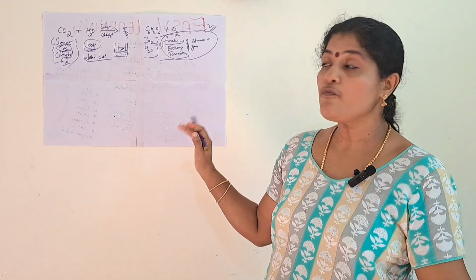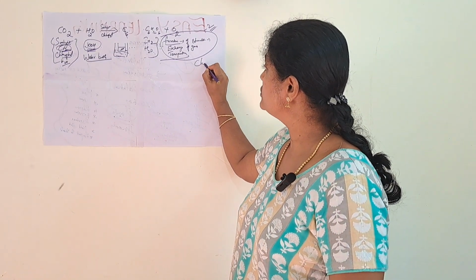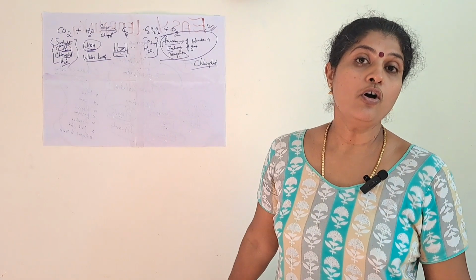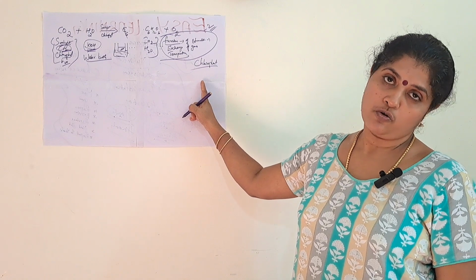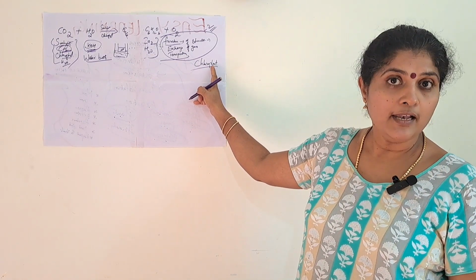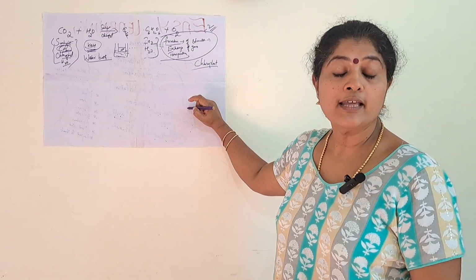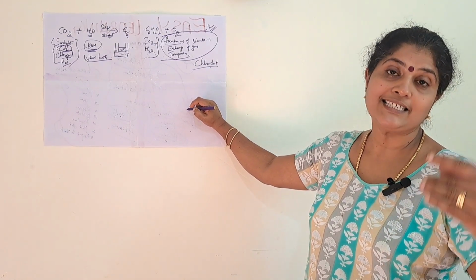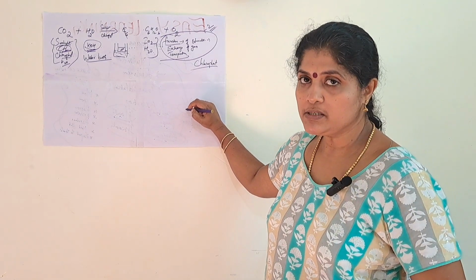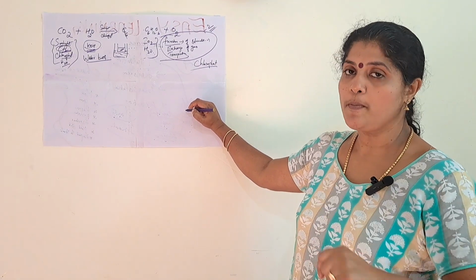So what is the site of photosynthesis? The site of photosynthesis is the chloroplast. So where is this present? It is present in the leaf. And you know the structure of the leaf, isn't it? Many cells are present there. Upper epidermis is present there. Then the lower epidermis is present there. The lower epidermis contains stomata.